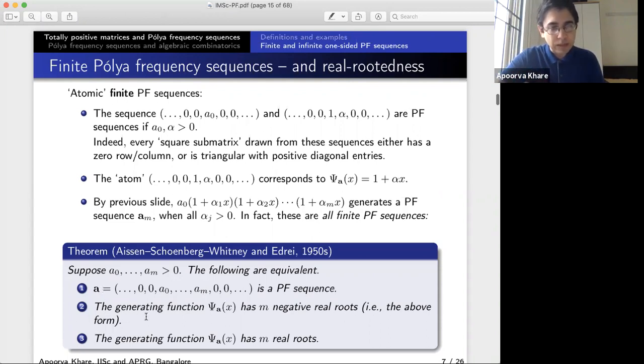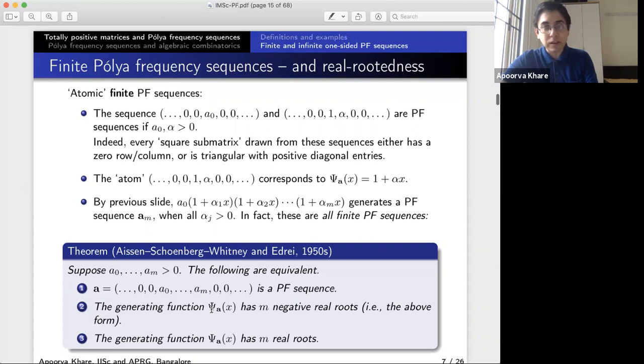So I think I told you why 2 implies 1 is true. Yeah, that's the statement above. And clearly 2 implies 3 is true. 1 implies 2 is the hard part. But let me tell you why 3 implies 2. So the generating function has m negative roots. Clearly that means it has real roots.